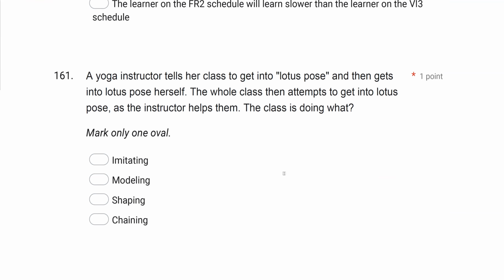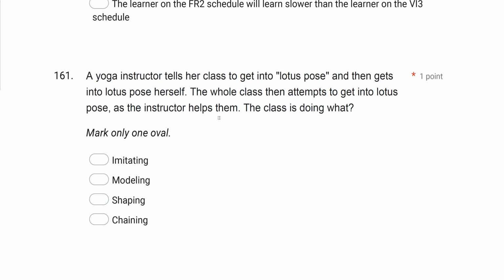161. A yoga instructor tells her class to get into lotus pose and then gets into lotus pose herself. The whole class then attempts to get into lotus pose as the instructor helps them. Class is doing what? Very easy question. And I always tell people, especially when I'm going through tutoring and things like that, people get surprised when a question is easy, and it kind of trips them up sometimes. The rule and the idea is you get an easy question, you trust your preparation, you answer it, you move on. View it as a gift.